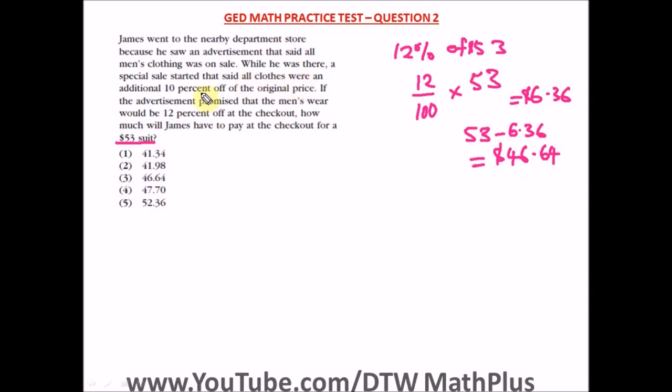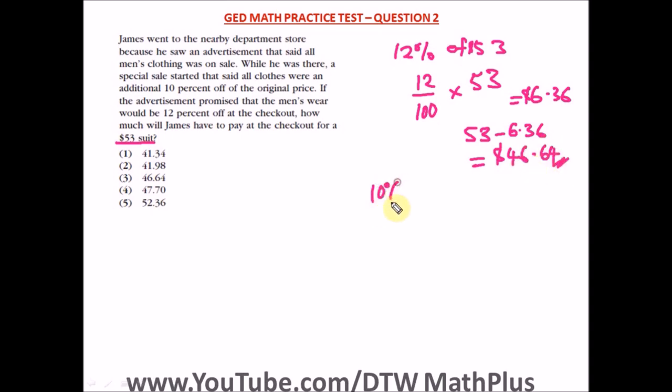But from our question, it says while he was there, a special sale started that said all clothes were an additional 10% off the original price. So this is now our original price, after removing our first percent, because he watched the advertisement which gave 12% off. So his original price for this $53 suit is $46.64. When he was buying again, another 10% off was given off this price.